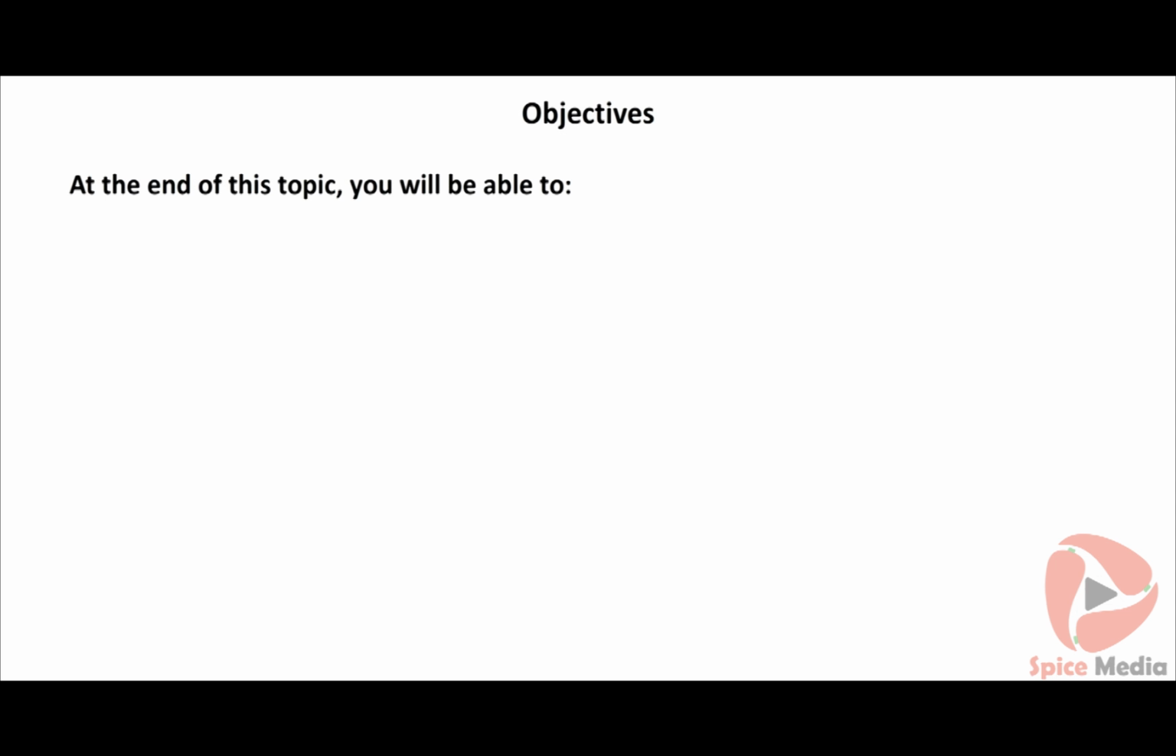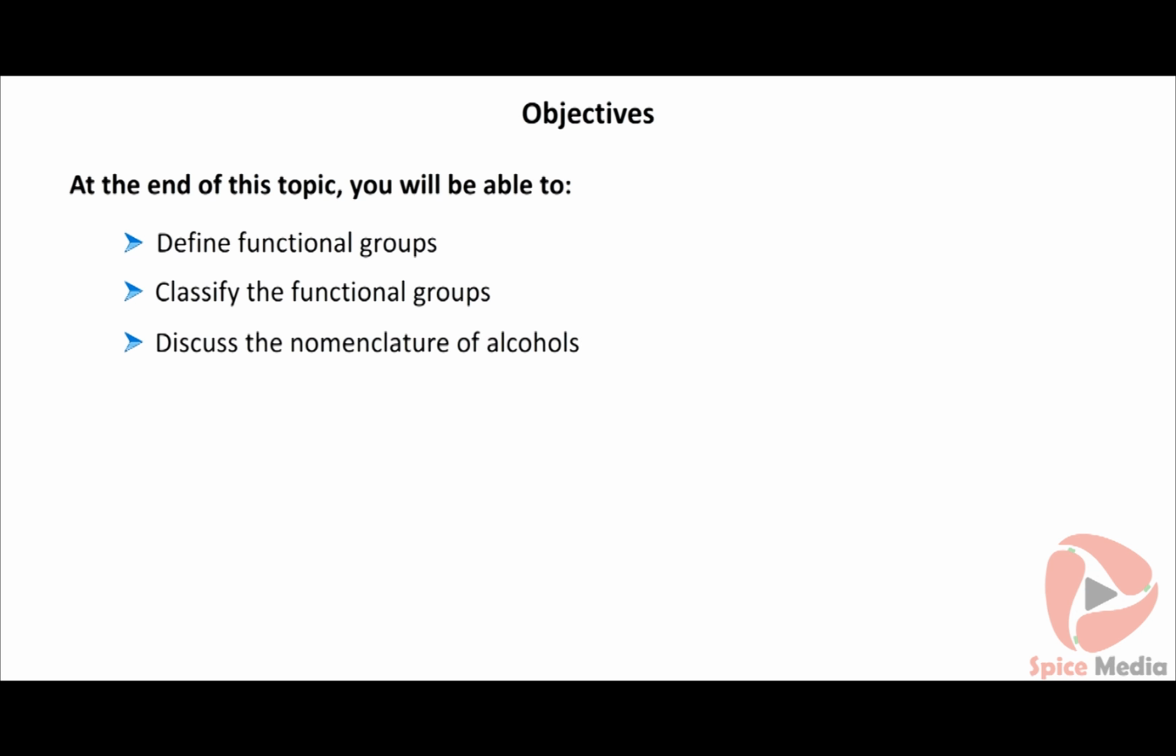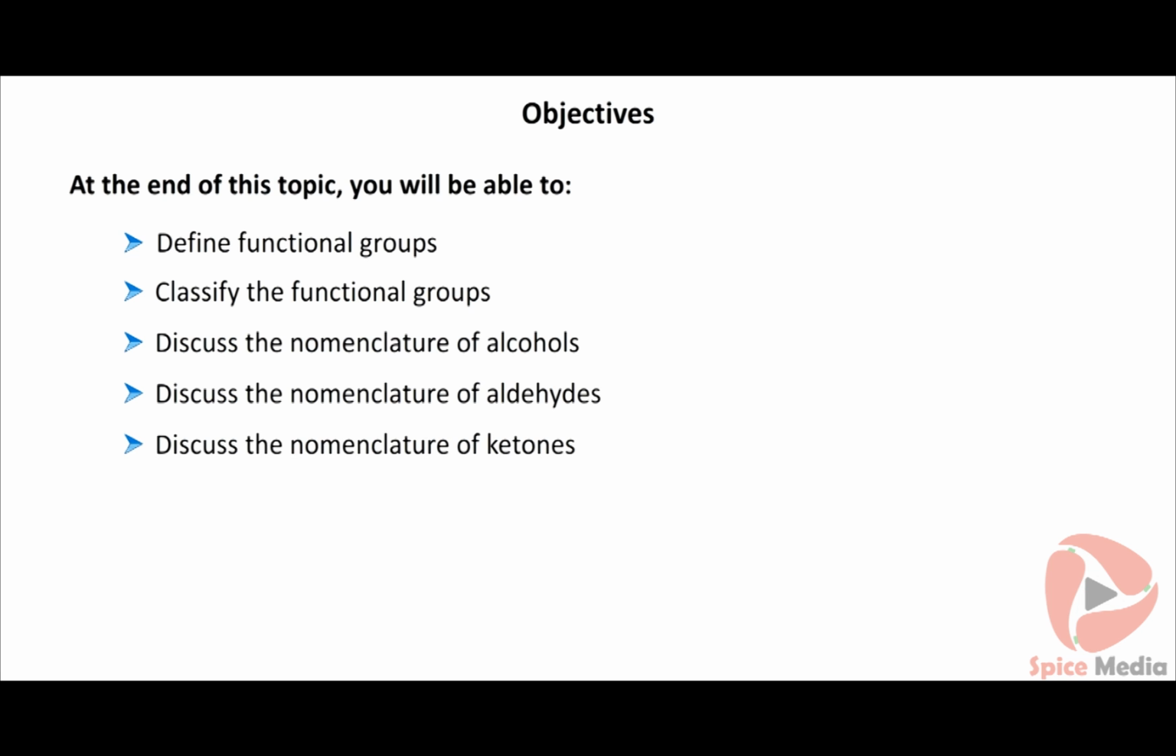At the end of this topic, you will be able to define functional groups, classify the functional groups, discuss the nomenclature of alcohols, discuss the nomenclature of aldehydes, discuss the nomenclature of ketones, discuss the nomenclature of carboxylic acids.